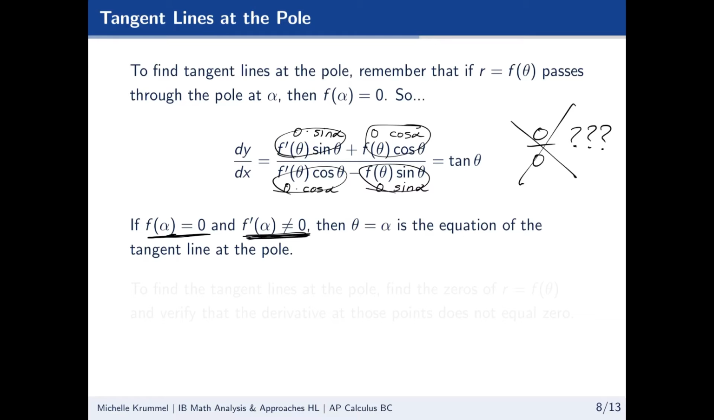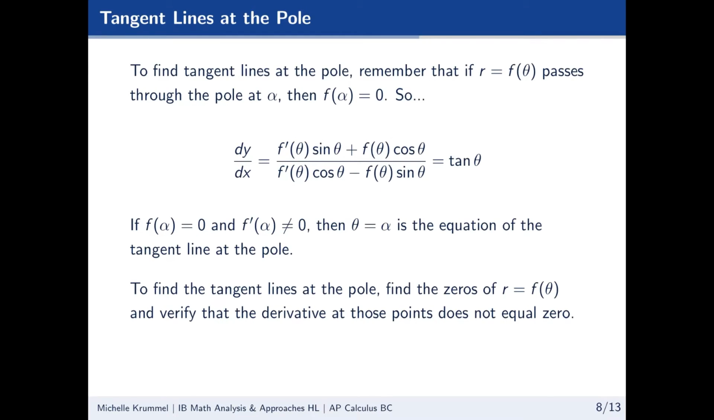So when we're looking for tangent lines at the pole, we want to make sure that when we find our alpha values, they don't make the derivative equal to 0. So to find the tangent lines at the pole, we're just going to start by finding these alpha values. Set your polar equation equal to 0 and solve for theta. Those solutions are what you're seeing here called alpha. Then we want to verify that the derivative at alpha is not 0. And as long as that's true, we have our tangent lines at the pole.